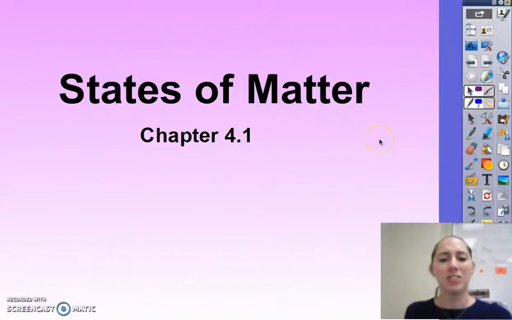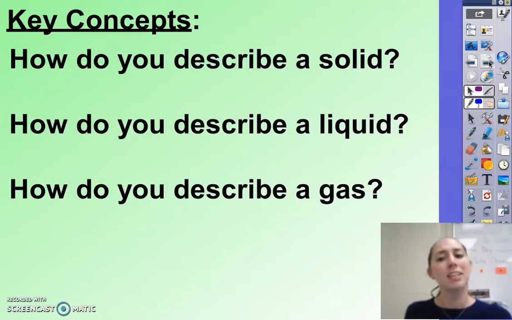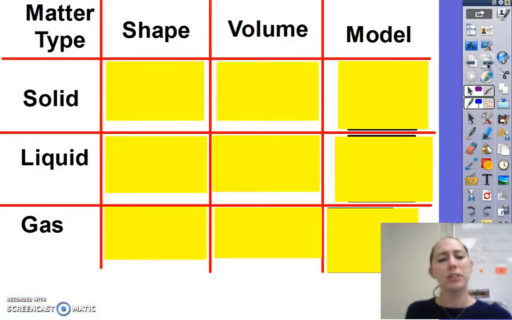And gentlemen. This is States of Matter and correlates with Chapter 4.1 in your textbook. Your key concepts for this video are: how do you describe a solid, a liquid, and a gas? Now I know you've studied matter before, in 6th grade and before, and you've talked about their shape, their volume, and probably modeled what they look like at the molecular level. So we're just going to review real quick.